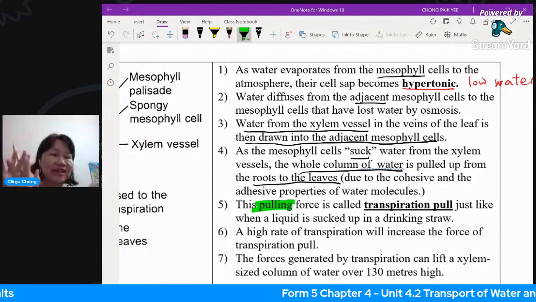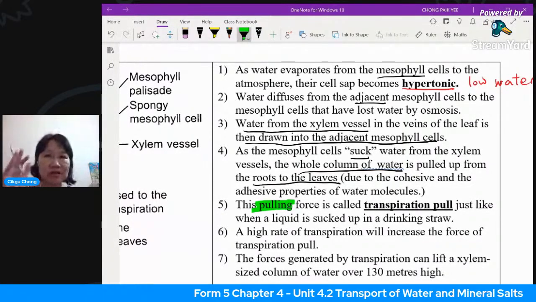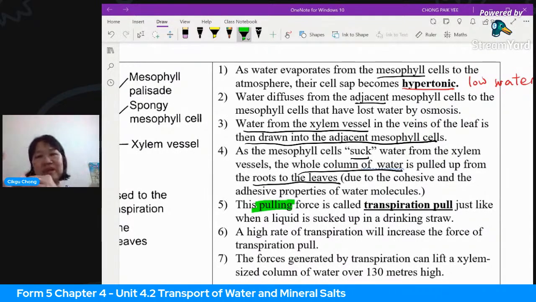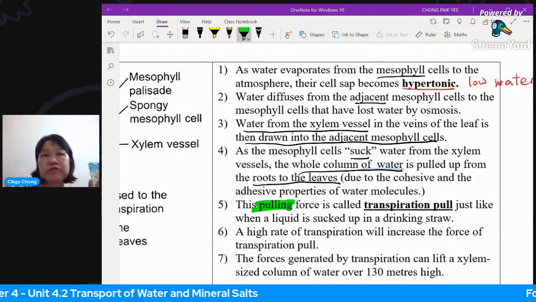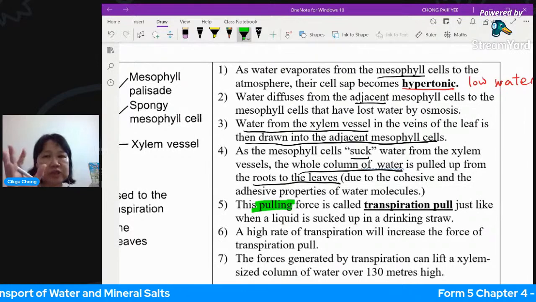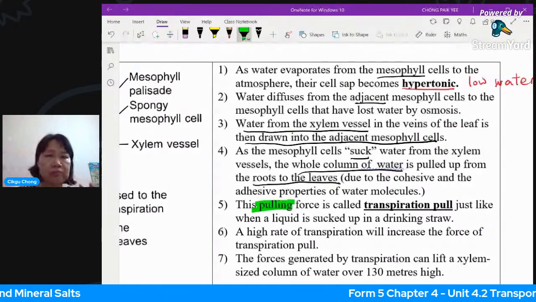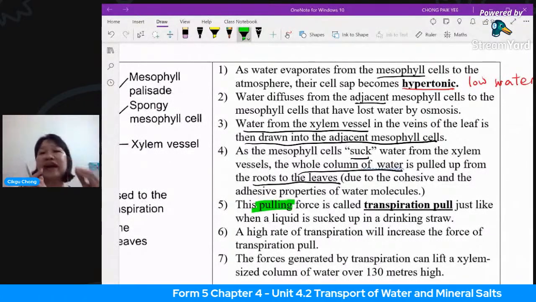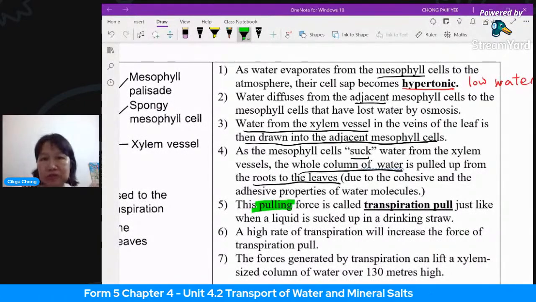So if the water doesn't disappear from the leaves, that means the water will not come up. Okay, so transpiration is actually good for the plant. When water disappears from the leaves, it actually helps to suck up the water. And don't forget also minerals.